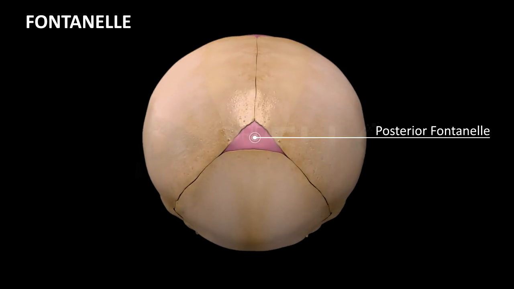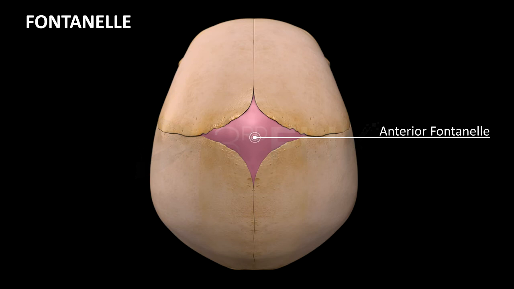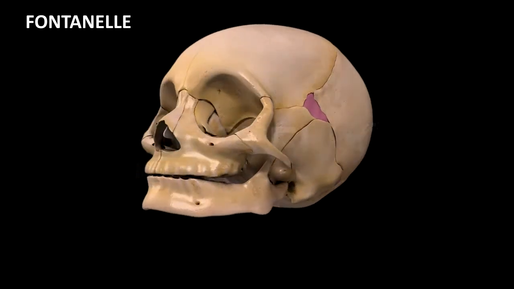The posterior fontanelle is present at the back of the head. It closes by the age of 1 or 2 months. The anterior fontanelle, also known as the frontal fontanelle, is the largest fontanelle. It is present on top of the head and closes by the age of 18 months.